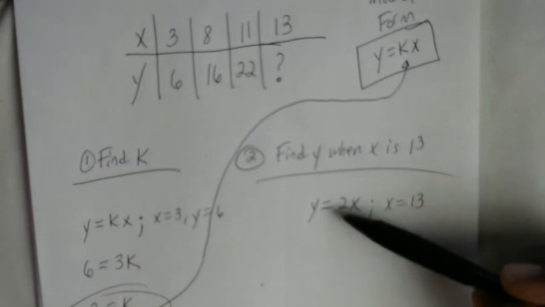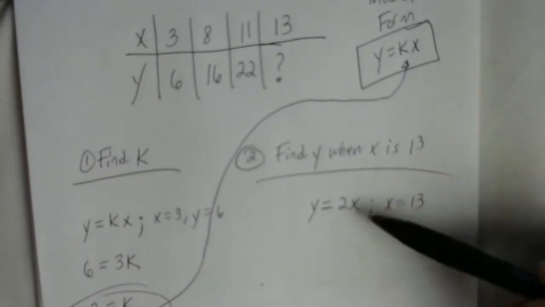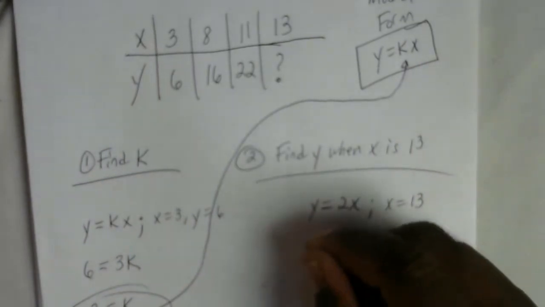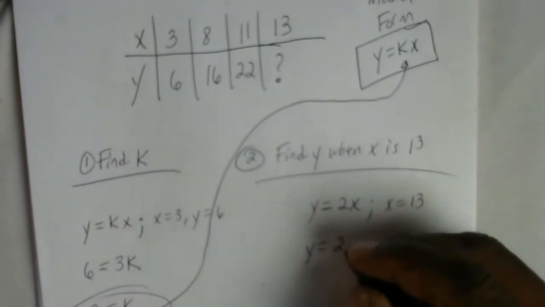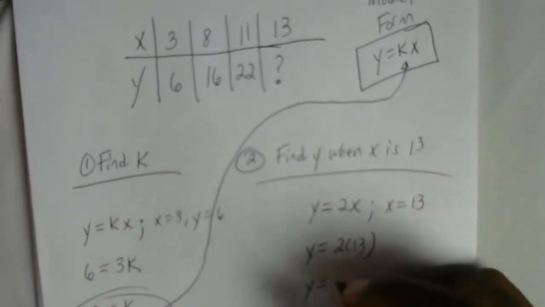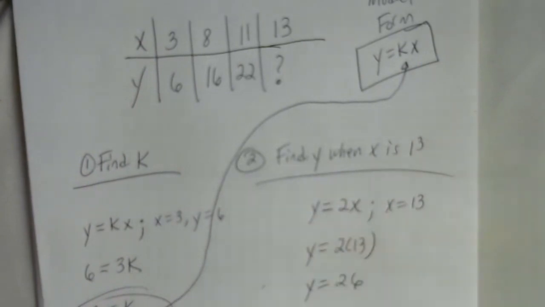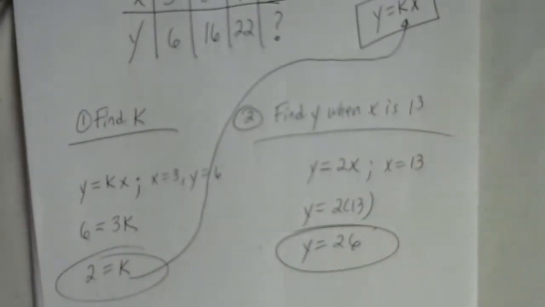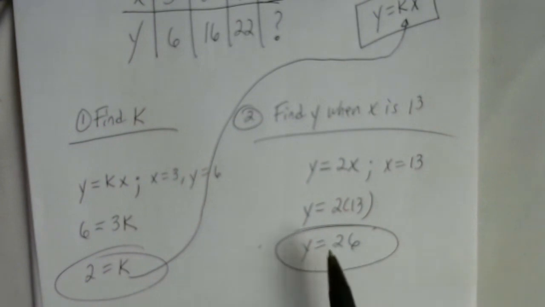All right, so I'm going to use that equation. I'm going to substitute 13 for x. So y is equal to 2 times x. We're going to substitute x for 13. 2 times 13 is 26. All right, so 2 is equal to k, and y is equal to 26.